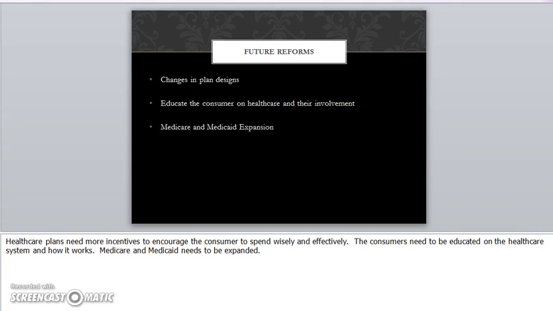Future reforms of the U.S. healthcare. Healthcare plans need more incentives to encourage the consumer to spend wisely and effectively. But consumers need to be educated on the healthcare system and how it works. Medicare and Medicaid need to be expanded.